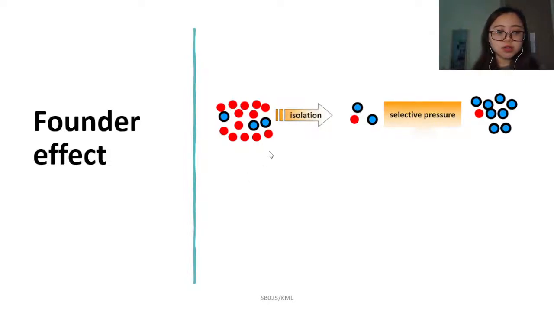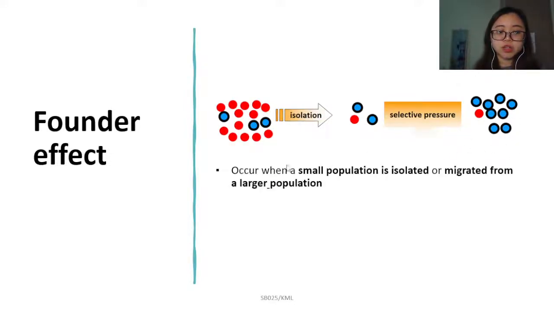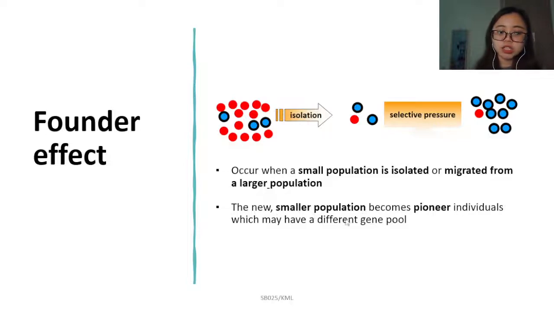So we start with a genetically diverse population, but then some of those individuals get isolated. And due to selective pressure, this is the new allele frequency of the population. Occurs when a small population is isolated or they migrate from a larger population. The new and smaller population become pioneer individuals which may have a different gene pool.